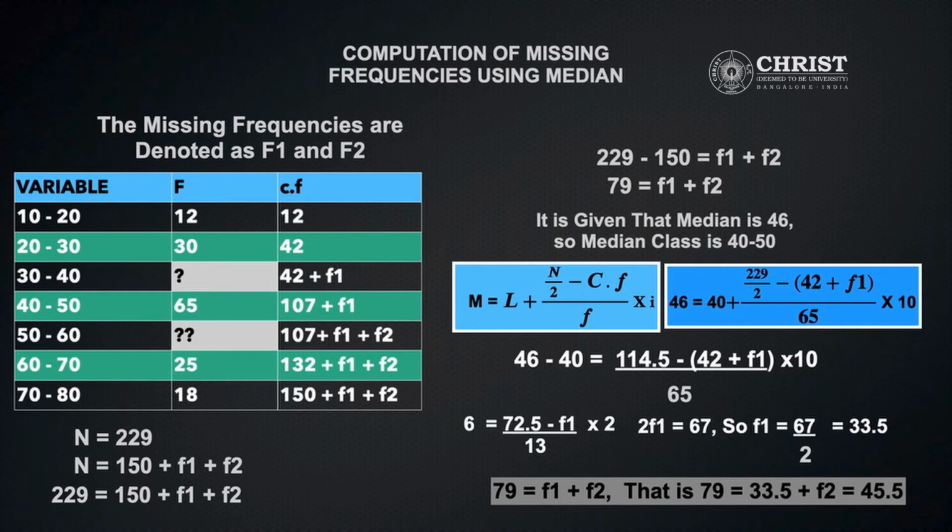Now how do we calculate the second missing frequency? We already have the equation 79 is equal to F1 plus F2. Substitute the value of F1 in that equation, then you will get the value of F2. That is 79 is equal to 33.5 plus F2, so F2 is 45.5. So this is what I wanted to explain in this module, and this module is very important: computation of one missing frequency or two missing frequencies. Thank you.